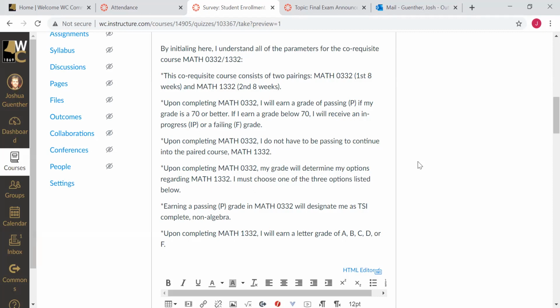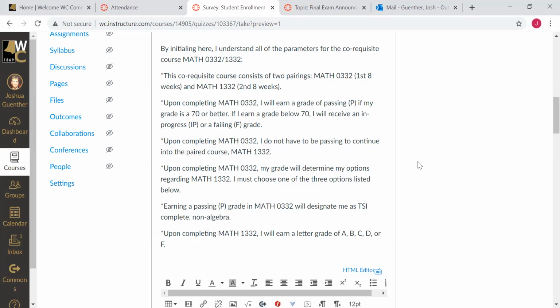If you get below a 70, you can still proceed onwards to the 1332 course in the second half. And we'll give you a grade of IP for this 0332 portion. If your grade is below 70 and you choose not to continue on to 1332, you'll get an F for the 0332 class. That's how you're graded.